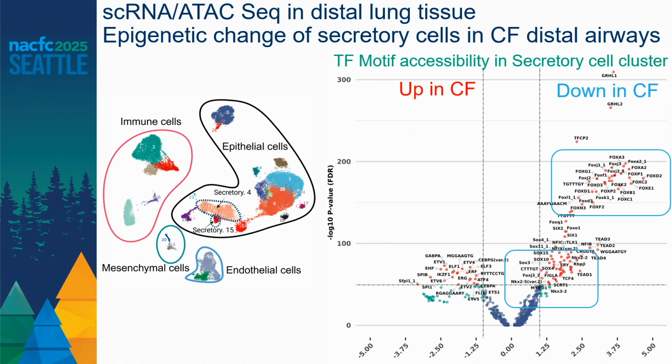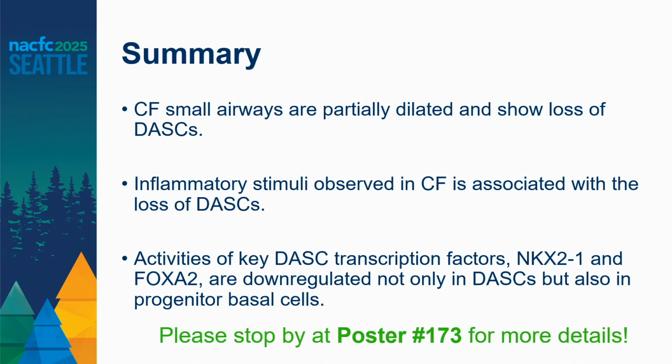So we found that these secretory cell types are epigenetically downregulated in CF small airways. Our summary is CF small airways are partially dilated and show the loss of DUSK. And inflammatory stimuli, in this case IL-1 beta and interferon gamma, observed in CF is associated with the loss of DUSK, and the activities of key DUSK transcription factors are downregulated. If you need more information, please check my poster. Thank you.